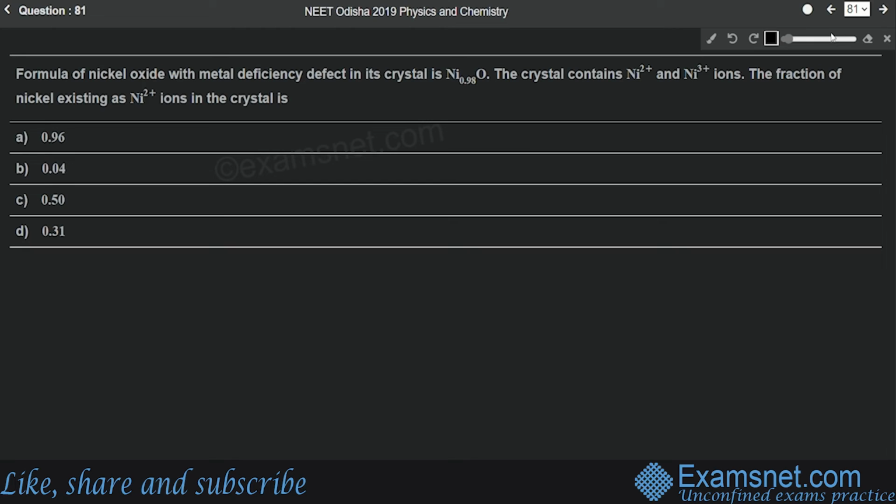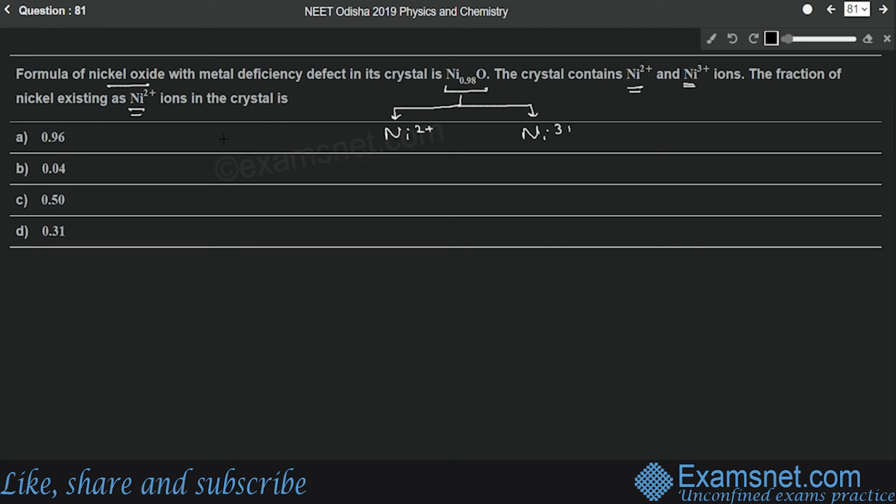Now question number 81 can be related to solid state as well as D and F block elements, and the question is: formula of nickel oxide with metal deficiency defect in its crystal is nickel 0.98 oxide. The crystal contains nickel 2 plus and nickel 3 plus ions. The fraction of nickel existing as nickel 2 plus ions in the crystal is. So we have nickel oxide, and in this the nickel consists of two types of ions, nickel 2 plus ion as well as nickel 3 plus ions.